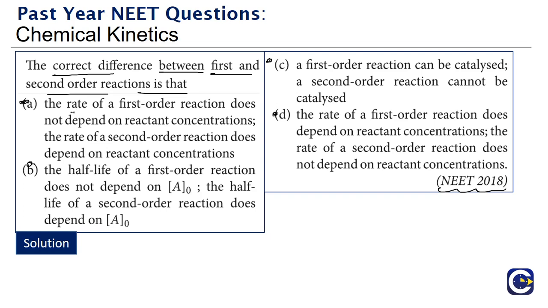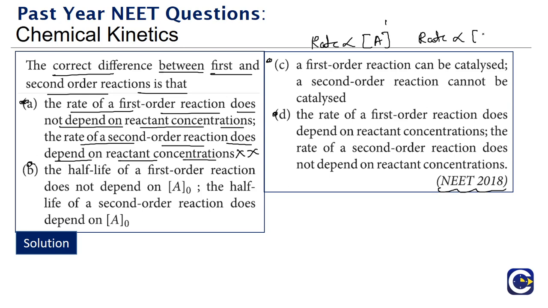Option A is saying that the rate of a first order reaction does not depend on the reactant concentration, and the rate of a second order reaction does depend on the reactant concentration. This is not correct. Why? Because the rate of a first order reaction will be proportional to concentration power 1 and the rate of a second order reaction will be proportional to concentration power 2. In both cases it depends on the concentration.